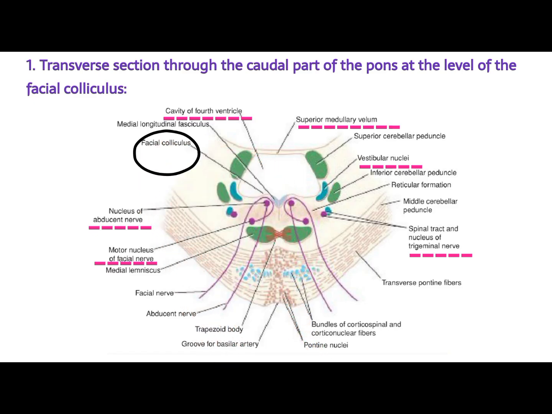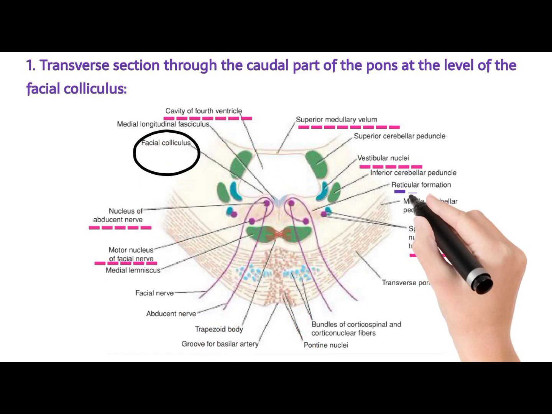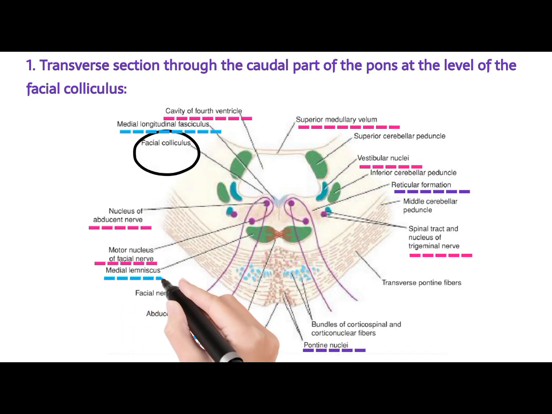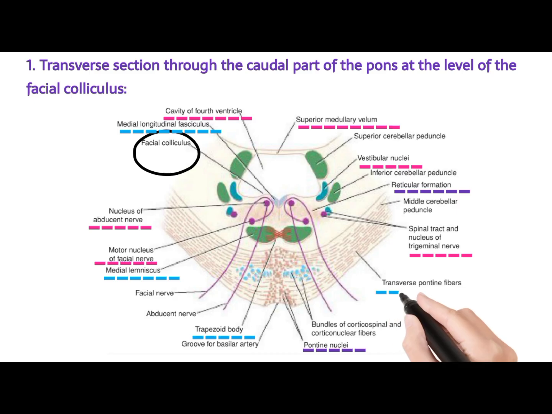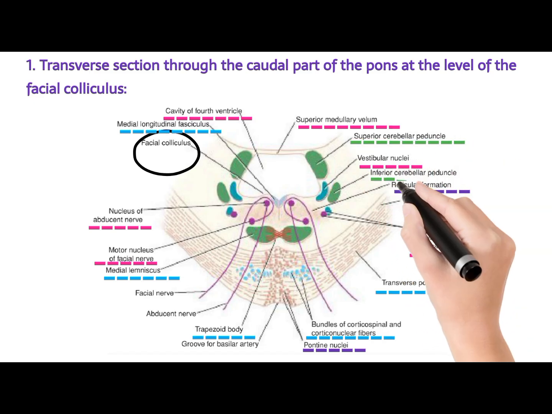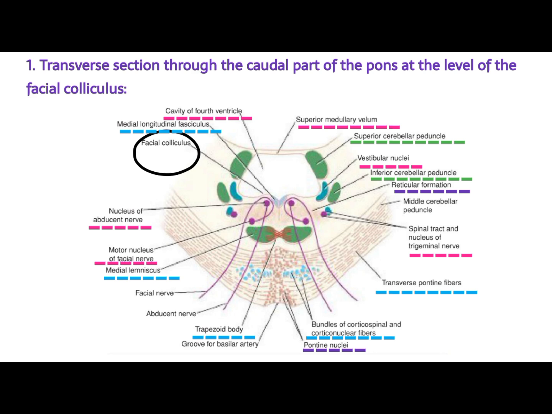And this is the facial colliculus. This is reticular formation. This is pontine nucleus. White matter at this level consists of trapezoid body, medial longitudinal fasciculus, medial lemniscus, transverse pontine fibers, and the bundle of corticospinal and corticonuclear fibers. This is superior cerebellar peduncle. This is inferior cerebellar peduncle.